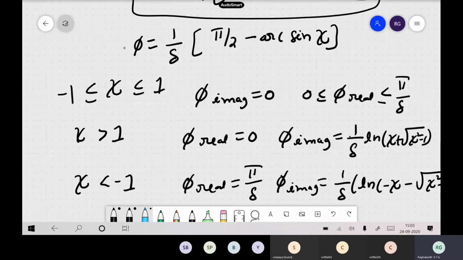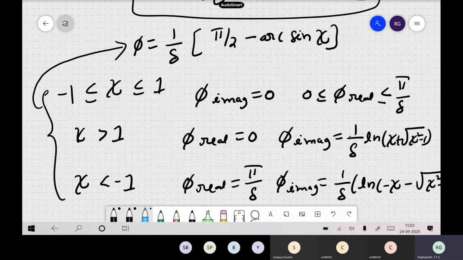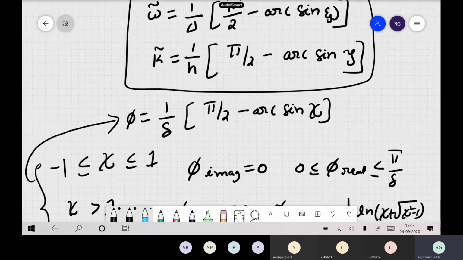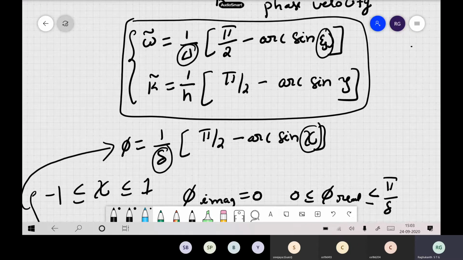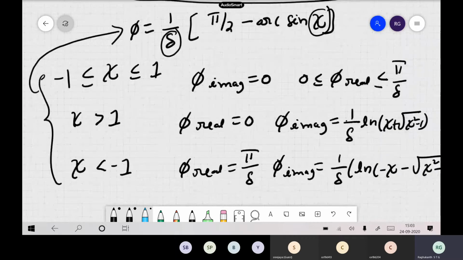These three cases are valid for this type of expression. Now we have to find this out for omega bar and k bar. We substitute phi with omega bar, delta with this delta, and eta with this psi, and then examine what happens. In the second case, we repeat the same thing by replacing phi with k hat, delta with h, and psi with this constant, and we will see how things vary. These things have to be remembered.